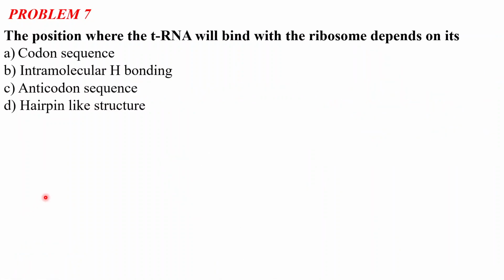Now, next problem. Problem number 7 says: the position where the tRNA will bind with the ribosome depends on its: number A, codon sequence; number B, intramolecular hydrogen bonding; number C, anticodon sequence; and number D, hairpin-like structure.